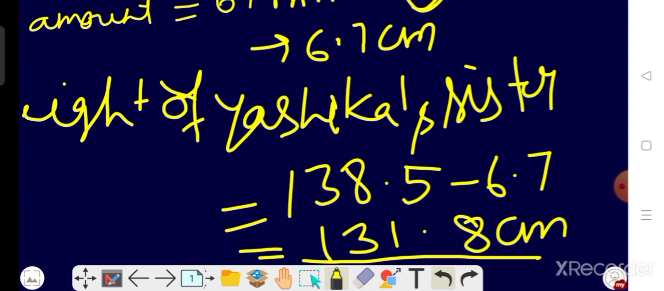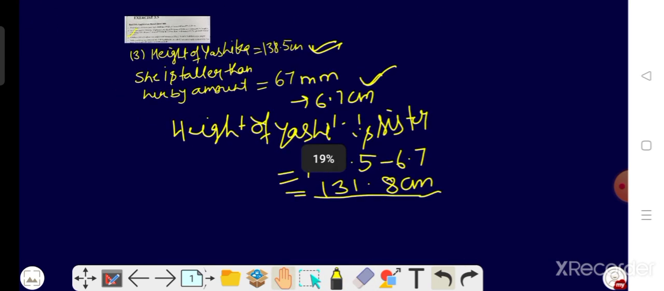Okay, so the height of Yasika's sister is equal to 131.8 centimeter. So this is the required answer of your question. I hope you will get it. So this is the solution of your third question beta. Fourth and fifth questions are the same as this question. Try to do them by yourself. If you have any problem in solving these questions, we will take that problem in our live class.